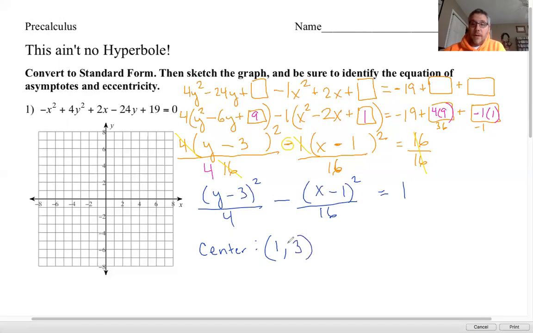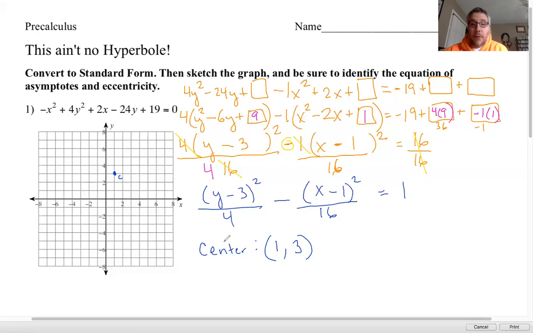Remember, even though the textbook calls it h, k, it's still x, y. So the x coordinate goes first from here, and the y coordinate goes second from here. So let's plot that big, beautiful center. Over 1, up 3, bam, there is our center. What can we do next? Well, we need to work on the x box.